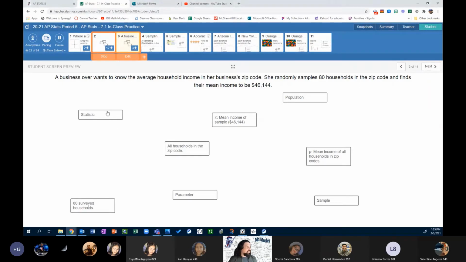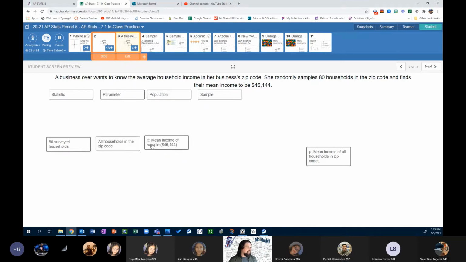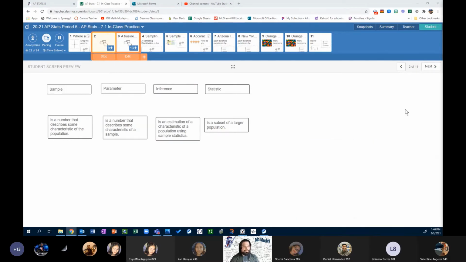So we have, again, 4 terms that need to be matched up with their context. So we have statistic, parameter, population, and sample. And we have 4 contexts here from the example. Please match these to the proper term. All right, so we're going to go these next 2 problems. I'm going to give you 4 minutes. No, let's talk about these. If you finished, great. If you didn't finish, great.